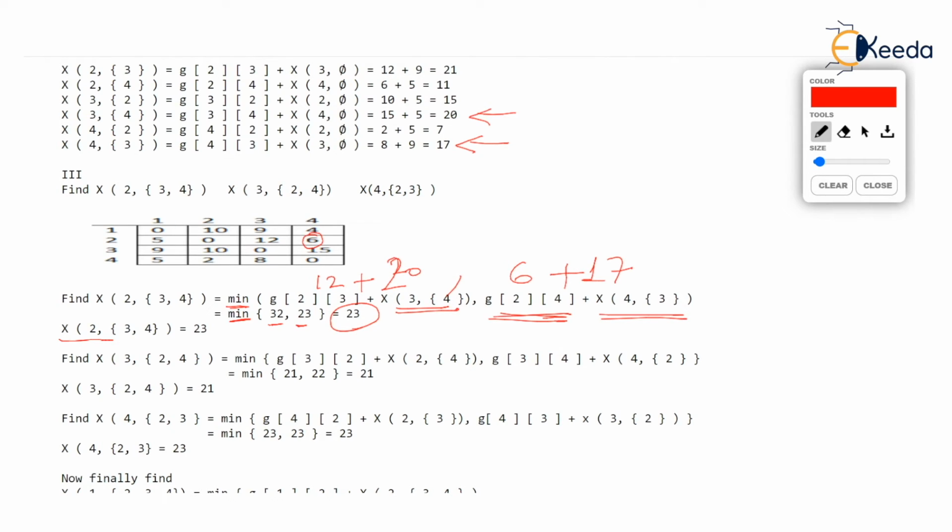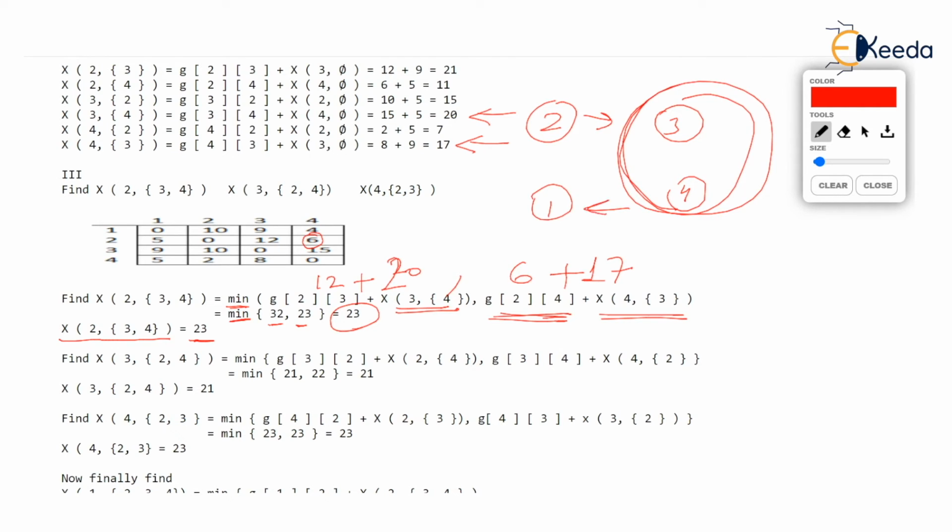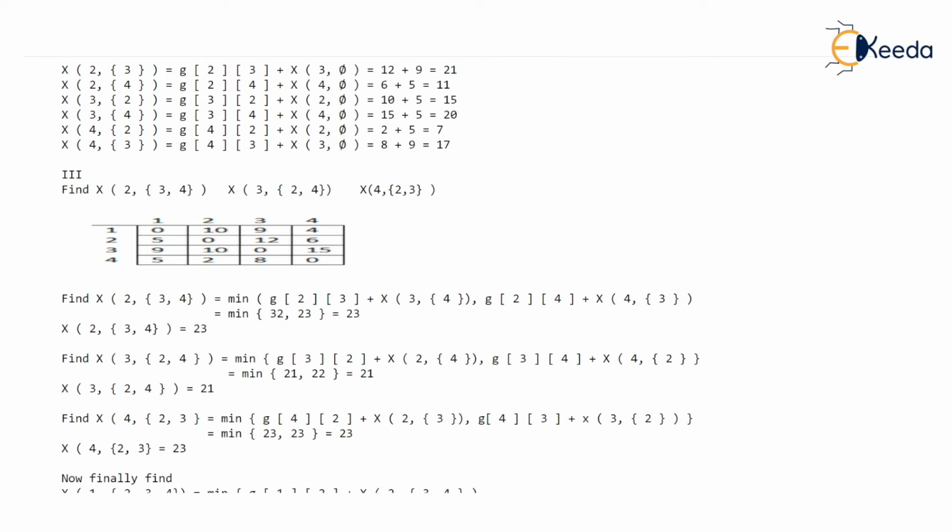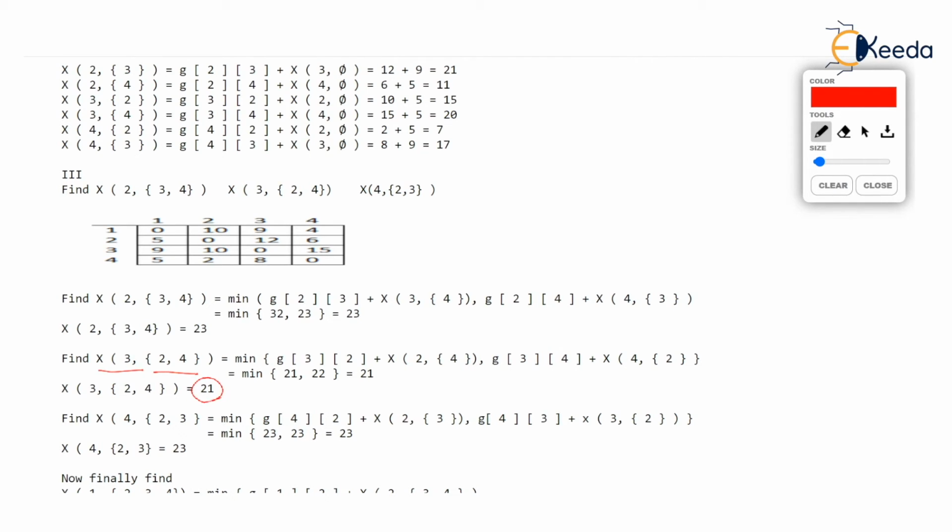Come again. If you are told that you start from 2 and then go to 3 4, in any order, but ultimately come back to 1. So from here, you have to go to this set and then come back to 1. Then the better way of traveling would be to go from 2 to 4 and then 4 to 3 and then to 1, because this combination gave you that 23, which we are talking about as minimum. Similarly, I have found other answers: x324 has come out as 21 and x423 has come out as 23. Okay, we have found these three values now.